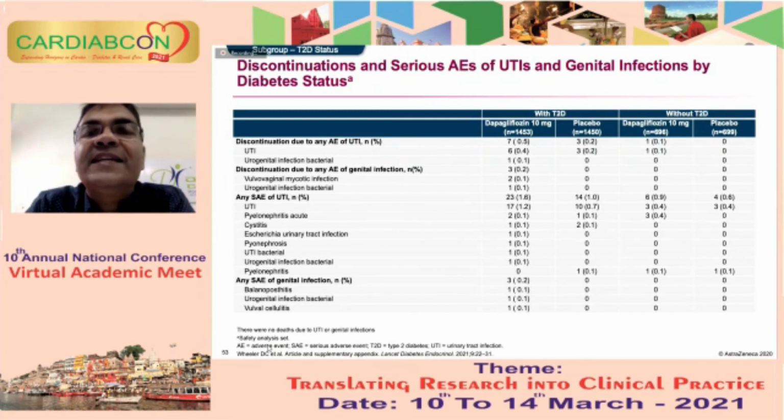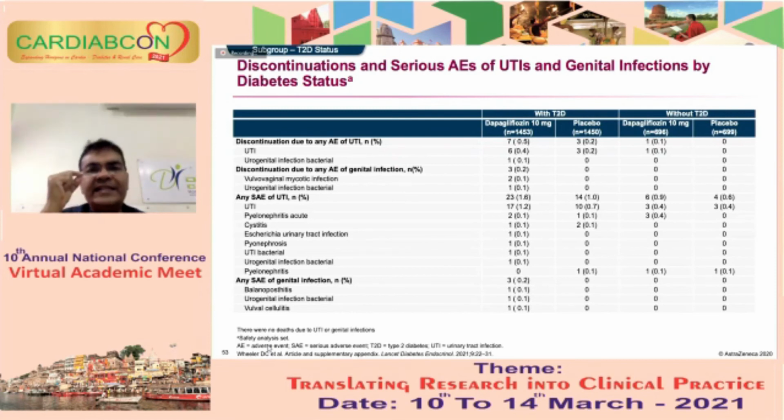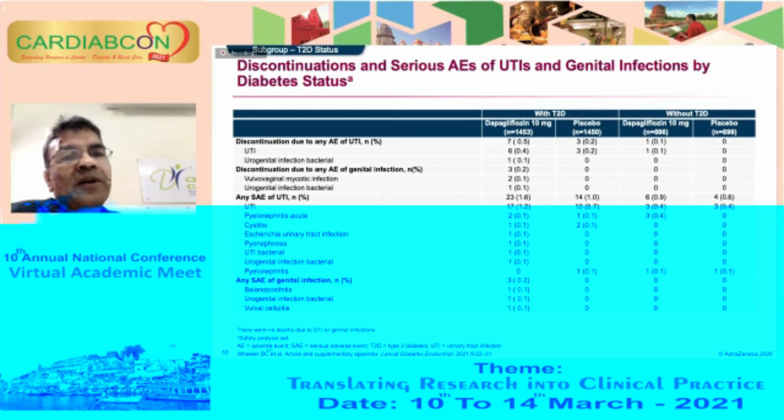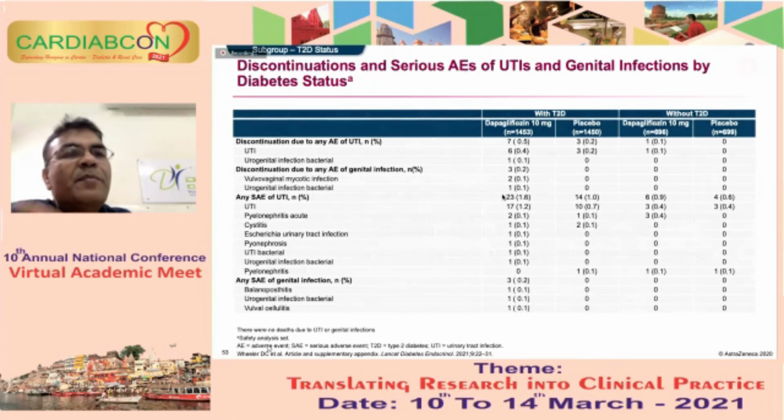Discontinuation and serious adverse events of UTI and genital infection by diabetes status. And we know that it's slightly higher in the patients who are having diabetes in comparison to without diabetes. That means we know it's slightly more in the patients who have high sugar level, because sugar gets more excreted, and that could be the reason that it was slightly higher in the patient, vulvovaginal mycotic infection, urogenital infection, which was slightly higher in comparison to the placebo.